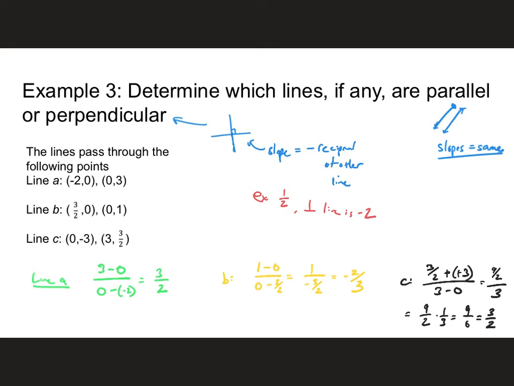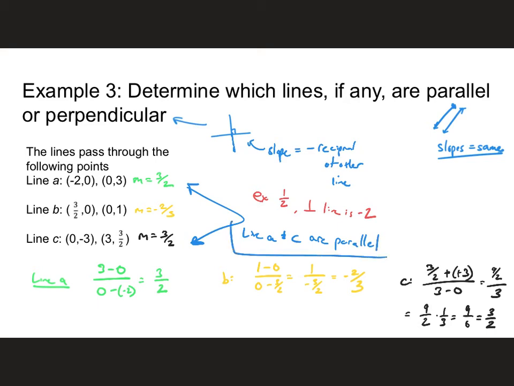Okay, so to review, the slope of line C is 3 over 2. The slope of line B is -2/3. And the slope of line A is 3 over 2. So parallel lines have the same slope. So what does that mean? That means that line A and line C are parallel. They're parallel because they have the same slope.